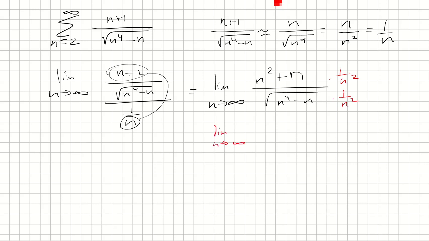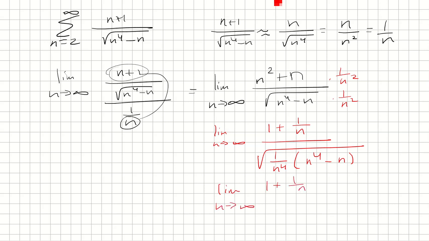So then n squared times 1 over n squared is 1. n over n squared is 1 over n. And now inside the square root, 1 over n squared is going to go in as 1 over n to the fourth. And so we simplify this further. Okay, 1 plus 1 over n, and then 1 over n to the fourth times n to the fourth is just 1, and then n over n to the fourth is just 1 over n cubed.